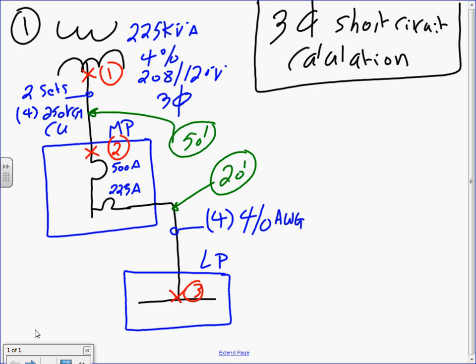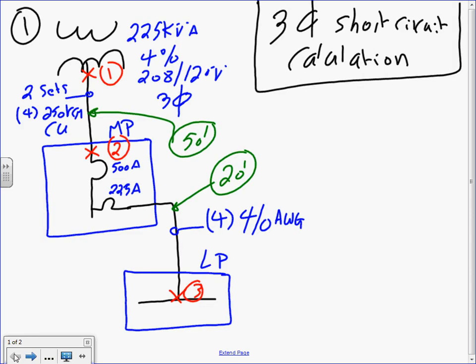Okay, so let's go ahead and start. I'm going to start first at point 1. Before I go ahead and do this calculation, does everybody understand what we're trying to achieve? Cool? We're trying to achieve the short circuit at the 3 points. So keep in mind the impedance and everything else. First, I want to start at point number 1, 3-phase at point number 1.